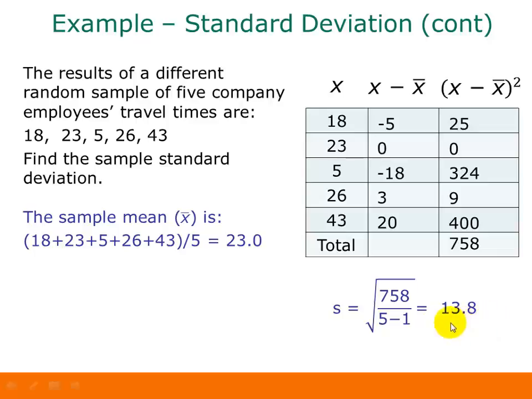Again, this value is much larger than the sample standard deviation we got for the other data set. For the other data set, we came out with 3.8 for our standard deviation. Again, this is because our extreme values of 43 and 5 added a lot onto our standard deviation calculation. They added a lot onto our total right here. So that in the end made our sample standard deviation much larger than it was for the other data set.